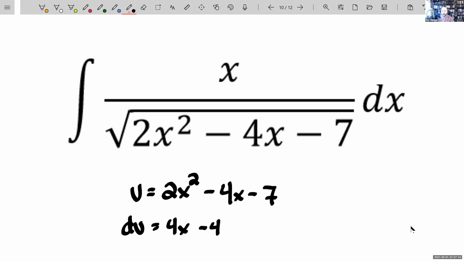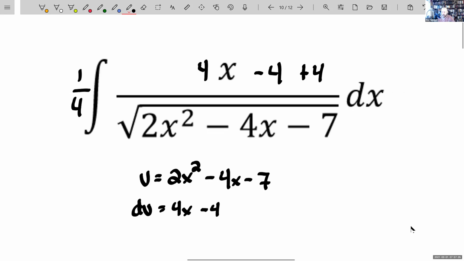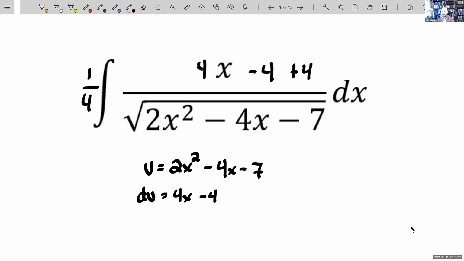Now, some people will say, can you do that trick where I multiply top and bottom by 4? The answer is totally yes, you can. You can multiply top and bottom by 4, bring this 4 inside, and you have the 4x, and then you can say, well, I'll subtract 4 and then add 4. Great. Fine. But then this splits.